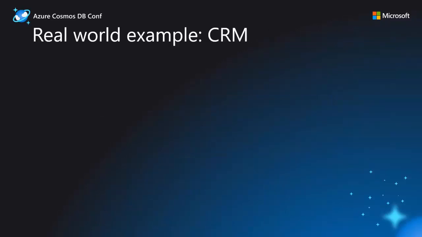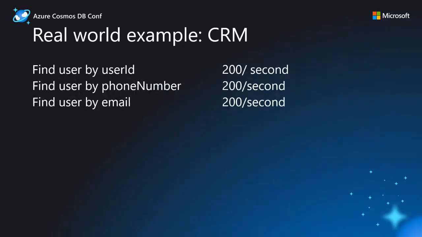So let's take a look at another real-world example of a CRM system. So this is a customer management system. And in this scenario, we have 3 queries that are all run equally. We have find a user by their user ID, find a user by their phone number, or find a user by their email. And all of these queries are run at 200 times a second. So they're all equally important. We can't optimize for one over the other because we really need them all.